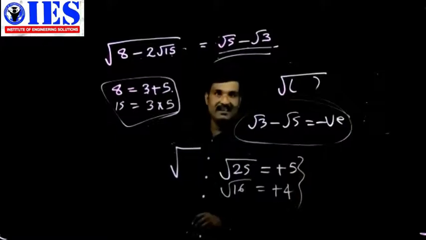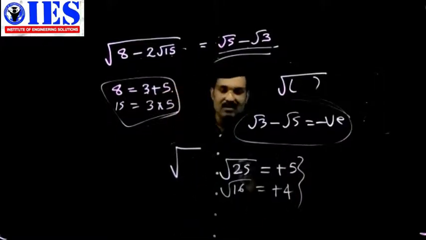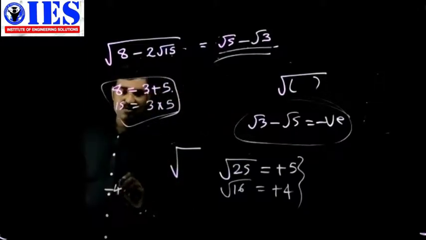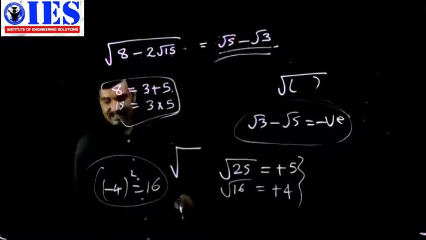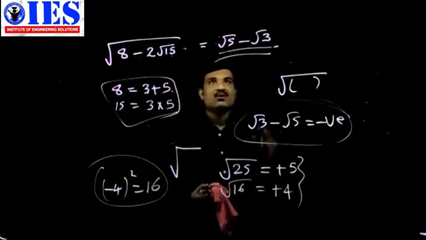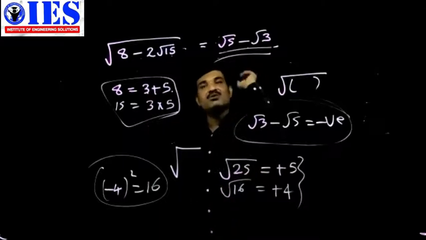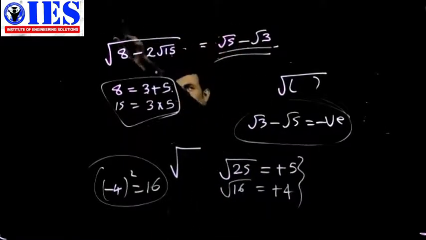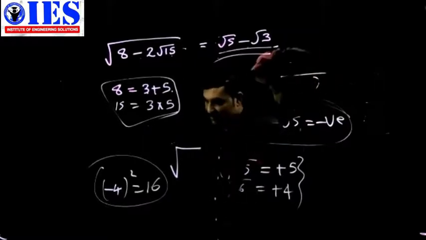But we are treating minus 5 and minus 4 also. That is because we know minus 4 the whole square is equal to 16. We are considering both sides of the number line. So we should write in this format, root 5 minus root 3. The largest number should be first, since this is a positive quantity.